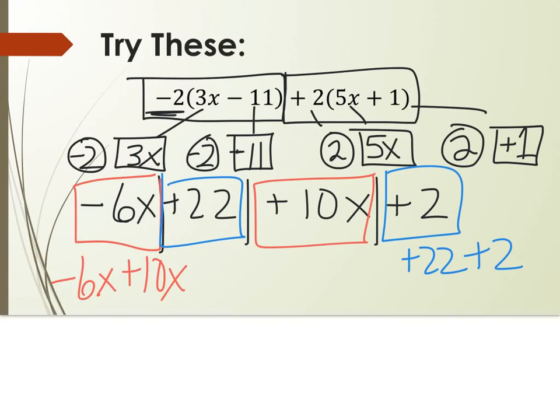When we combine the x's, we have different signs, so we subtract. 10 minus 6 is 4. Bring down your x, and 10 was the bigger number, so it stays positive. On the other side, we have a positive 22 and a positive 2. They're same signs, so we add and keep. 22 plus 2 is 24, and we keep the positive sign. Your answer is 4x plus 24.